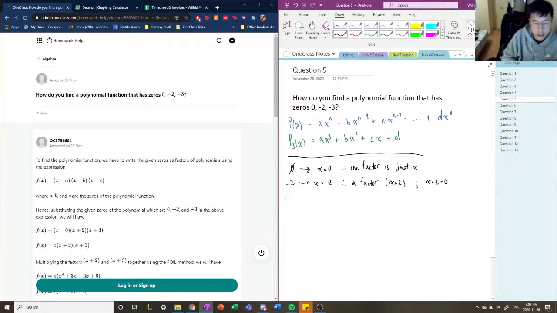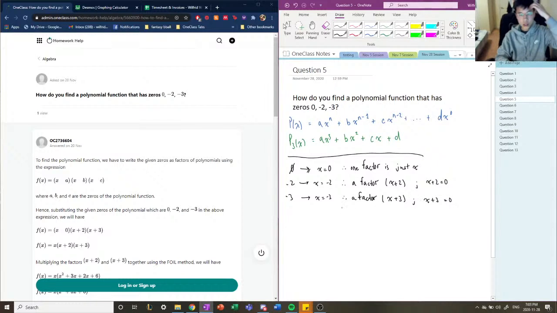Let's apply this thinking to our third zero here. So x equals -3, then a factor is x plus 3. Because what makes this equation equal to 0? X equals -3. Okay, so we have found our factors, which are x, x plus 2, and x plus 3. If we multiply all these together, we get x times x plus 2 times x plus 3.